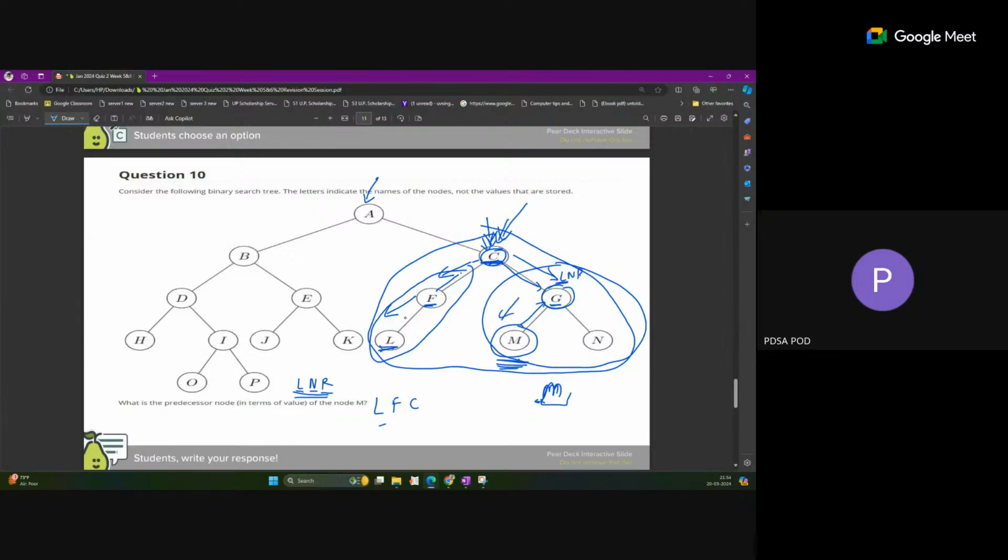So moving to this, and no left right. So we will print this M, and then G, and then N. Okay, G, then N. So you can see C we are getting predecessor. If the question is asking the successor, that G will be the answer.